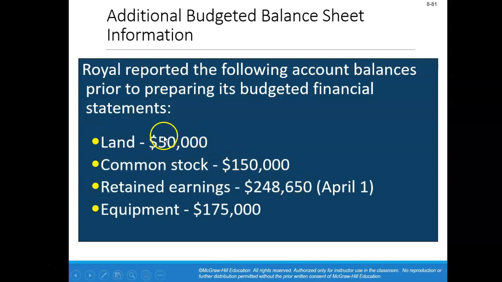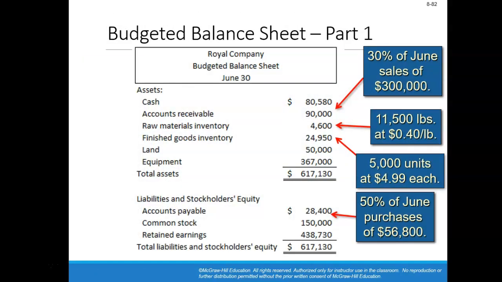And then last, we prepare a budgeted balance sheet. Some additional information. We already had land, common stock, retained earnings, equipment. We had these available at the beginning of the quarter. So we're going to add those to our balance sheet. And so here we're showing the cash, accounts receivable. Notice your inventory. Raw material inventory is showing the inventory of just the actual material. And then you have your finished goods inventory. Remember that we had 5,000 units at the end of the quarter at a cost of $4.99 each.